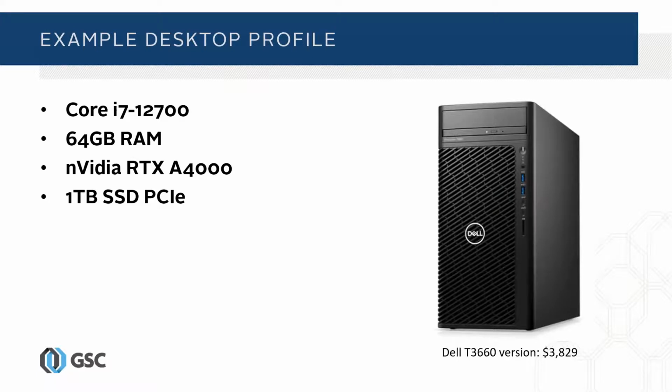So an example desktop profile today, and I am a Dell person, but you can think of HP or Lenovo as well. You're talking about that baseline Core i7-12700, 64 gig of RAM, just kind of loaded up there, an RTX A4000 and a terabyte SSD. And you're looking at under $4,000 US in today's dollars. Again, that to me is incredible what we can do for that kind of money.